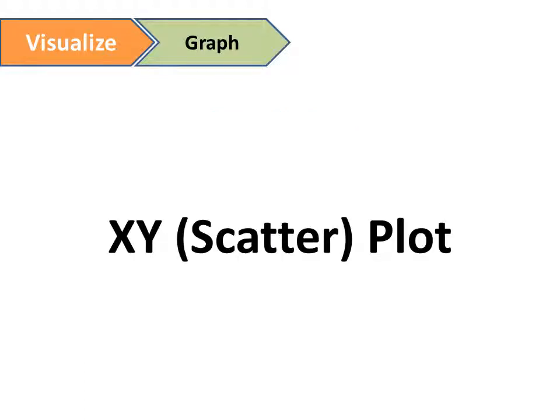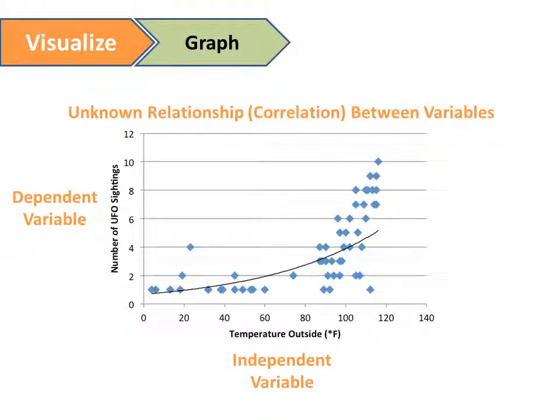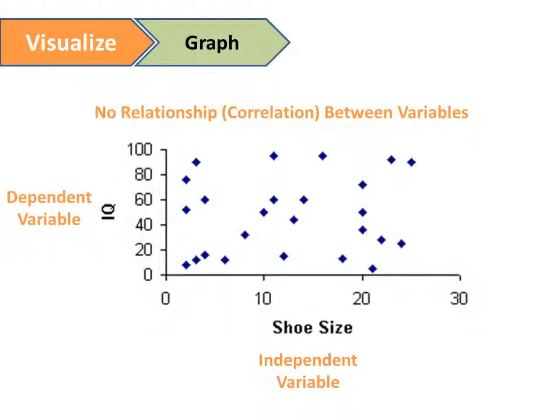If you don't know how your dependent and independent variable are going to behave, or even if there is any relationship at all between them, you might want to use an XY plot, also called a scatter plot. For example, if you wanted to explore how UFO sightings, the dependent variable, might change depending on the outside temperature, the independent variable. If both variables increase or decrease at the same time, they might have a relationship, or a correlation. And if there is no clear pattern, they are probably not related.